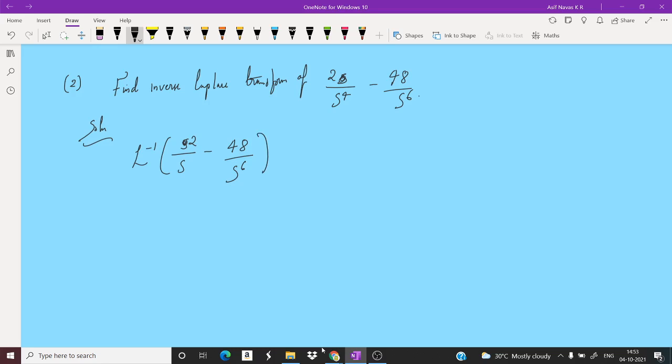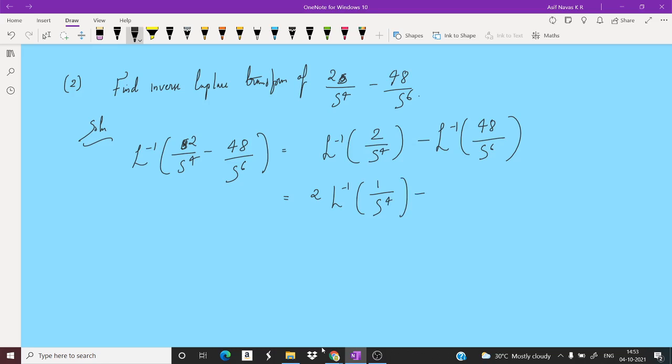So what we have to do? First we will split this Laplace transform. This is L inverse of actually 2 divided by s raised to 4, right? S raised to 4, minus L inverse of 48 divided by s raised to 6. Now I can take 2 outside here. 2 into L inverse of 1 by s raised to 4 minus 48 into L inverse of 1 by s raised to 6.